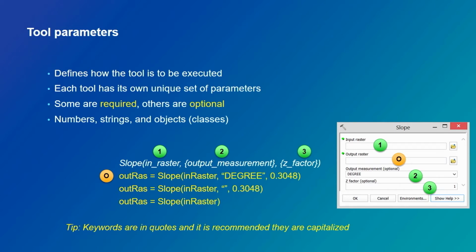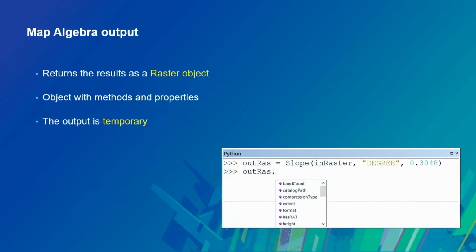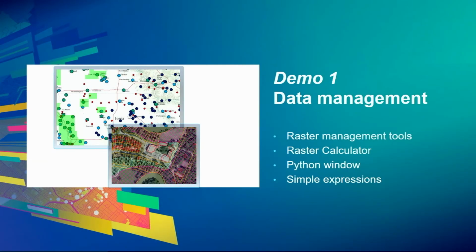Over here, you see the tool. You have the input, output, and another parameter. In Python, you have exactly the same thing going on, right? So even looking at the tool parameters, you can pretty much figure out what is happening, and you can map it, right? And the Map Algebra output returns a raster object. It has properties and methods, and the output is temporary. Important: the output is temporary, and we'll talk a little bit more about it. With that, I'll hand over to my colleague Liz to show you how this basic Map Algebra works.